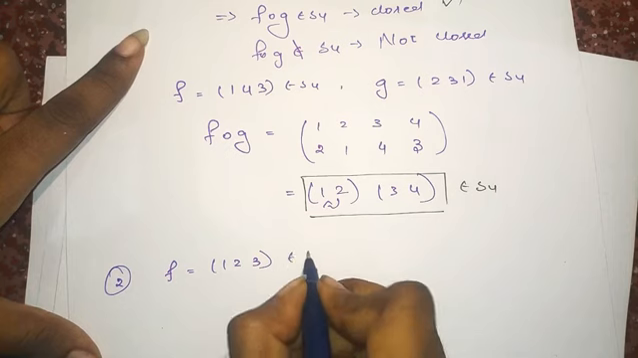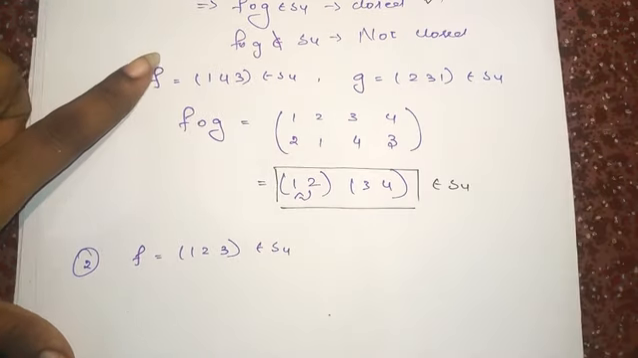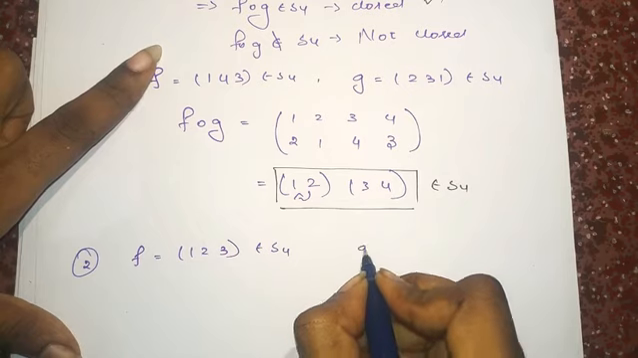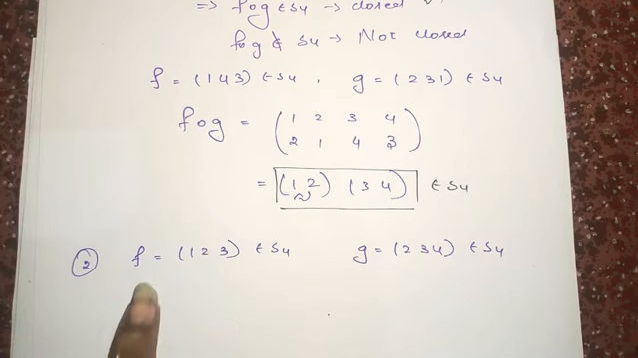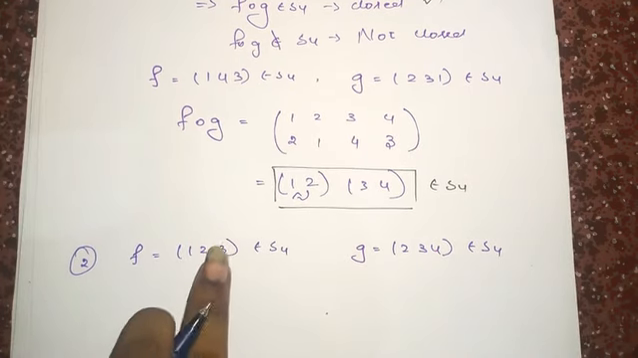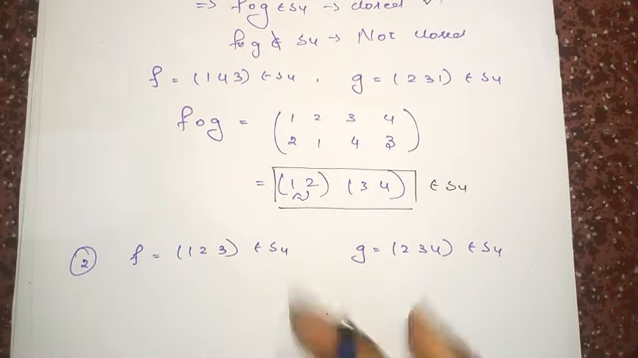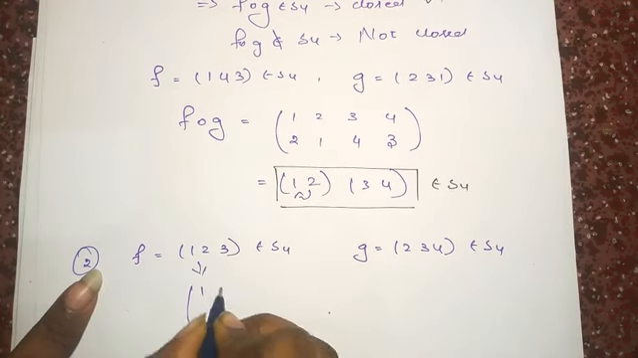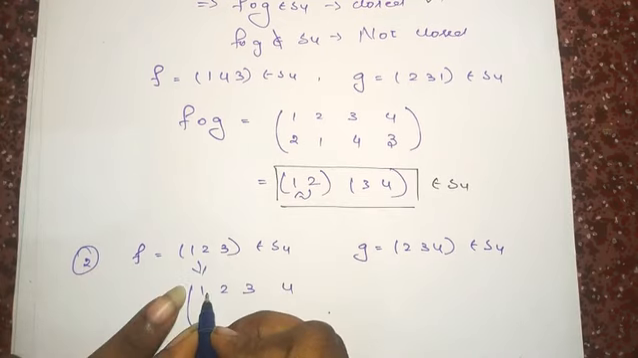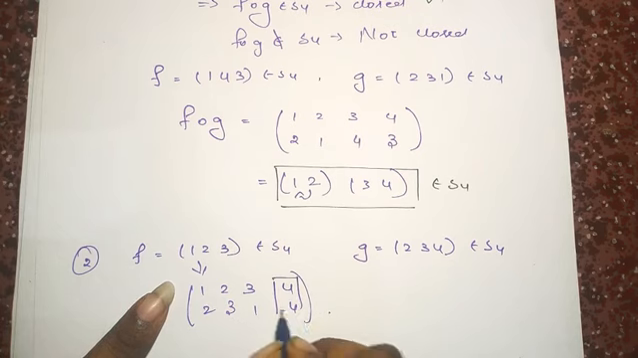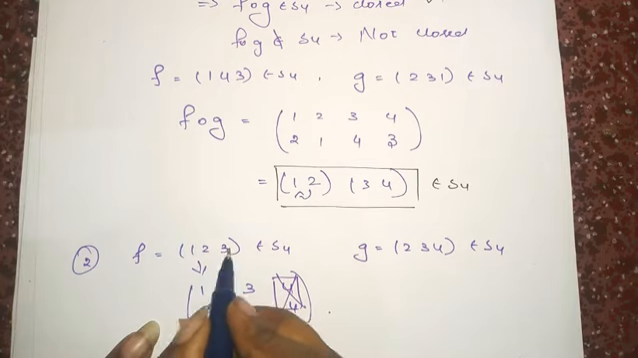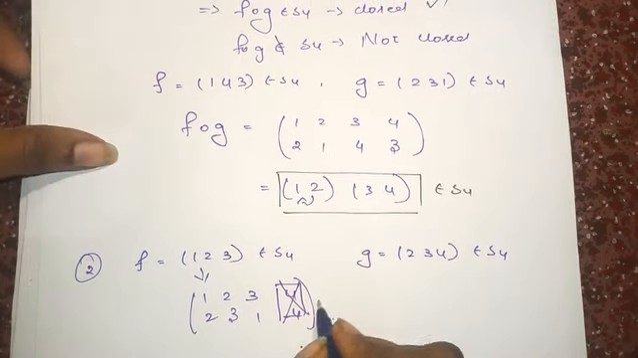1, 2, 3, which is again in S4. G is equal to 2, 3, 4, which is again in S4. You can say that the maximum number here is 3. It is in S3. But you can write this as 1, 2, 3, 4 as 1 is mapped to 2, 2 is mapped to 3, 3 is again mapped to 1, 4 is mapped to 4 itself. Since this is an identity mapping, there is no need for you to write this 4 in short form. So it belongs to S4.